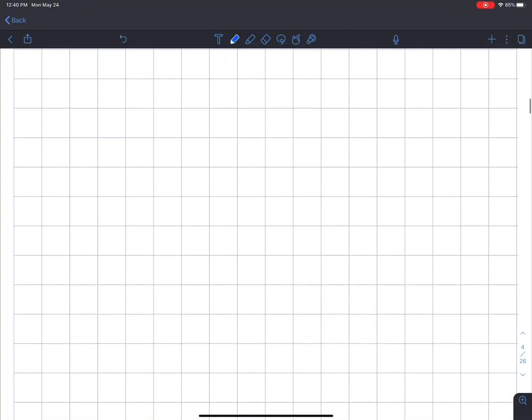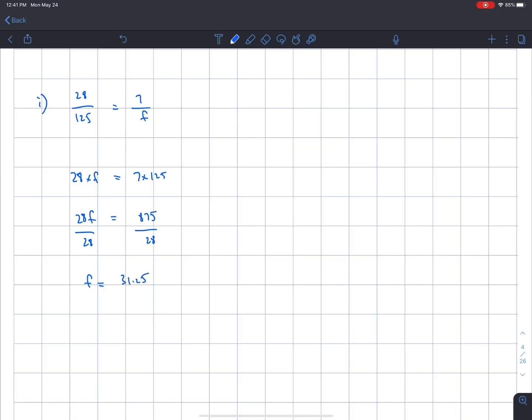And I, 28 over 125 equals 7 over f. We can cross multiply. 7 times f equals 7 times 125. So 28f equals 875. Now we divide both sides by 28. We get f equals 31.25. So of course you can use a calculator for these problems.